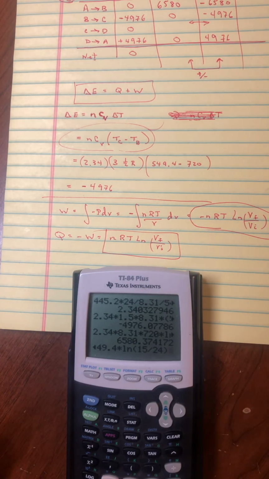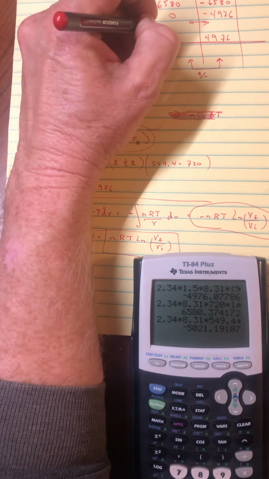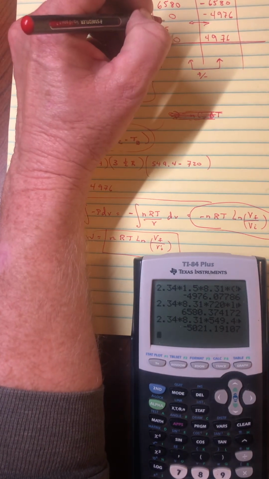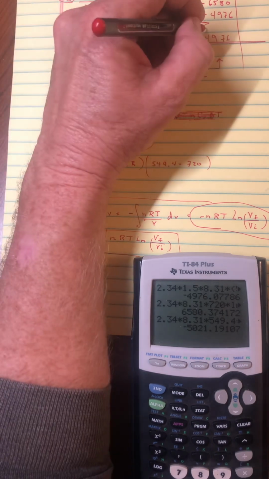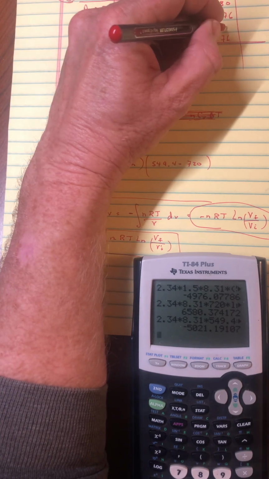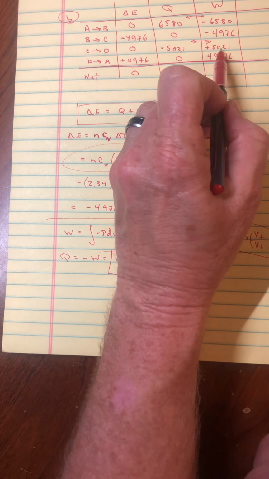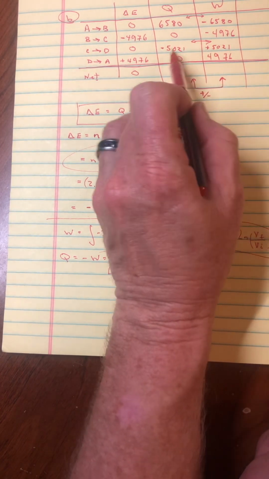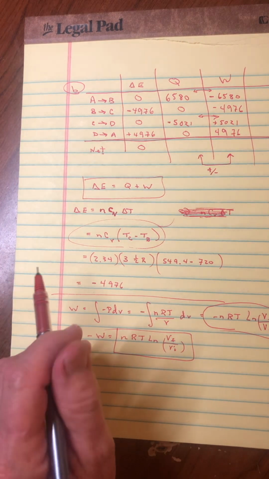Yeah, although the temperature stayed the same because we're also compressing it. And it looks like what we took out of it was a negative 5,021, and so this is a plus 5,021. So again, during that C to D process, we squeezed it. We did positive work, and then we took energy out the same amount. So the temperature stayed the same, and that's why the delta E was a zero.